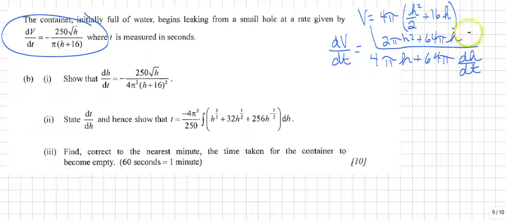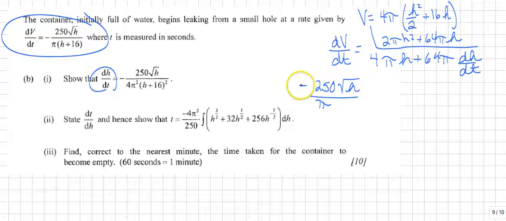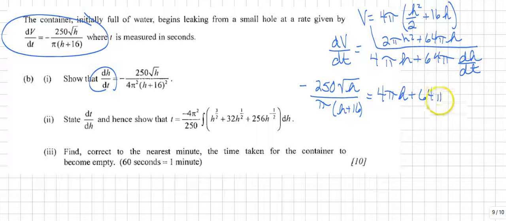I'm trying to find what dh dt is. The change in the volume on the left-hand side was given, so I just fill that in. That's 250 square root of h over that given denominator, and this is negative because the water's leaking out. Close that. So that is equal to 4 pi h plus 64 pi times dh dt.